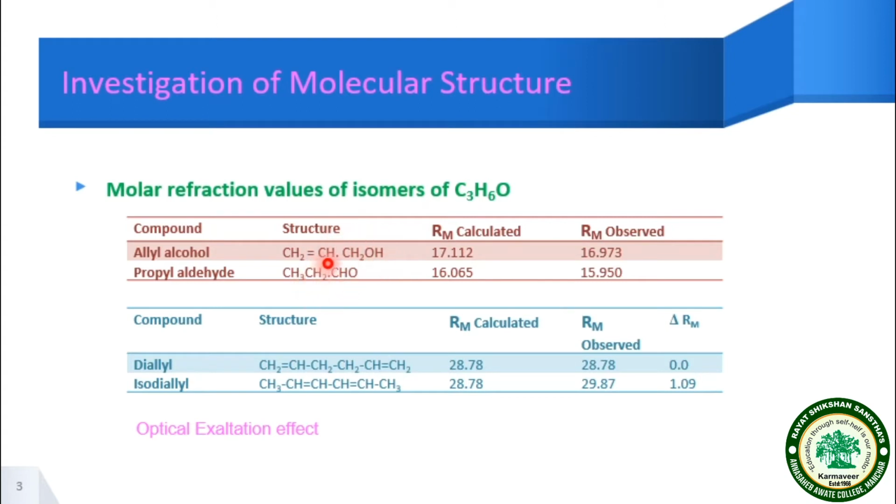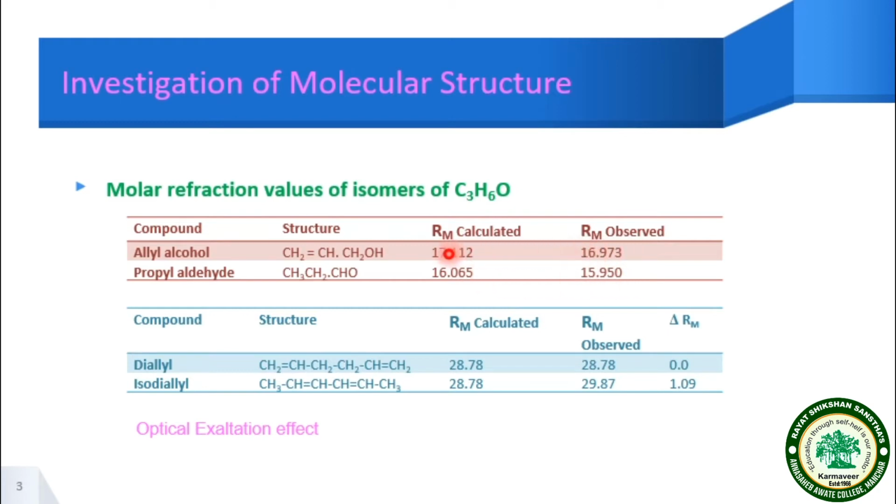Now here the molecular formula is C3H6O, and this molecular formula has two structures, one related to allyl alcohol and another related to propyl aldehyde. For allyl alcohol, the known structure is this. For propyl aldehyde, the known structure is this. Calculated molar refraction values are 17.112 and 16.065 respectively, and observed values are 16.973 and 15.950.